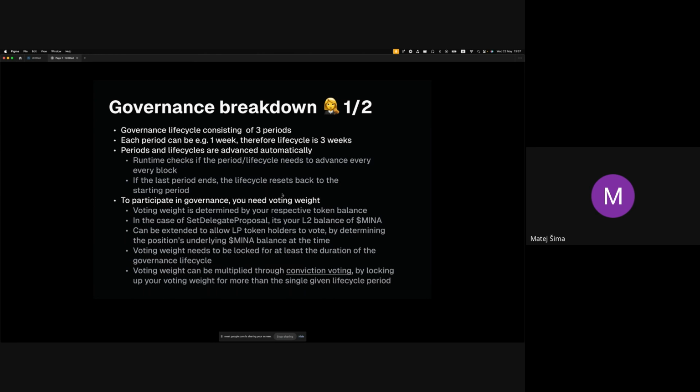So the way we determine voting weight, the approach we selected is called conviction voting. Anytime you want to interact with the governance, whether proposing a proposal or voting on a proposal, you need to have sufficient voting weight to do that for each step. We determine the voting weight by taking your Mina balance and multiplying it with the conviction multiplier. And the conviction multiplier is determined by the duration for which you lock your balance.